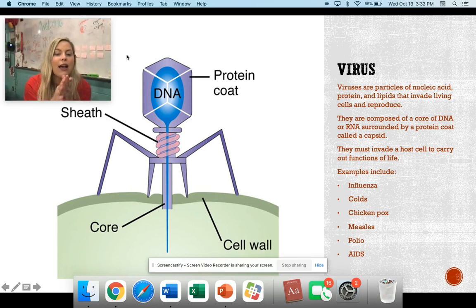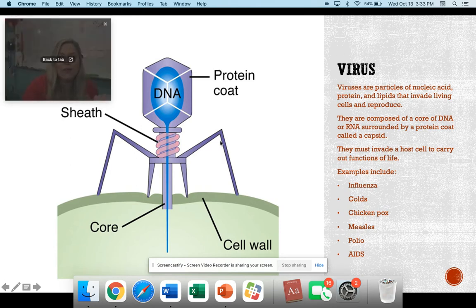So you can see in our depiction of this particular virus, we have our DNA that's enclosed by the protein coat. It has this core here, and you can see the little protrusions here that would be used to latch onto a cell and then enter into the cell that it's trying to invade.